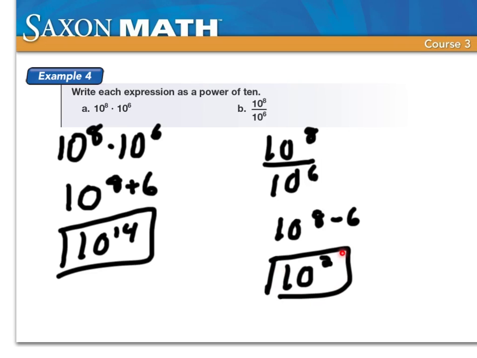Now I could say that 10 squared is 100, but this asks me to write it as a power of 10, so I'm going to leave it alone. This is what a power of 10 looks like. So instead of writing 100, I'm going to leave it as a power with a base and an exponent.